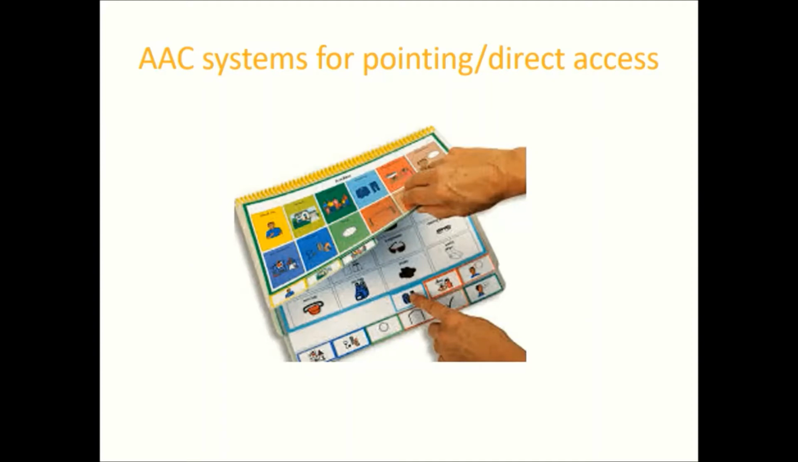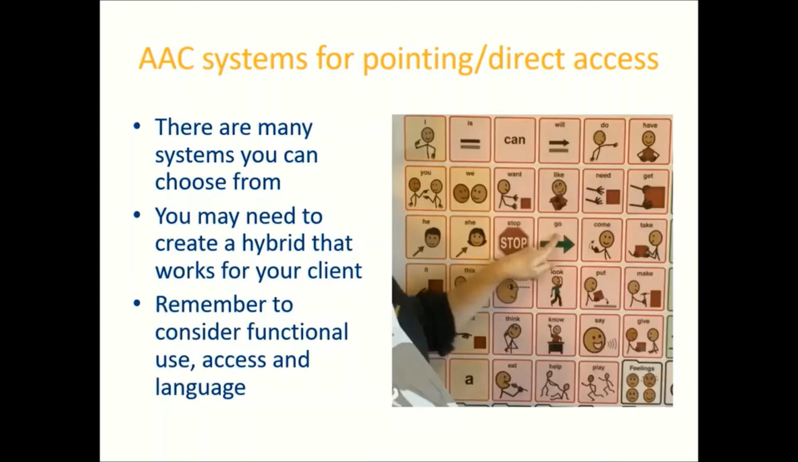So let's start off with some AAC systems that are suitable for pointing, also known as direct access. There are so many different types of systems that you can choose from that are ready-made online that you can just download. But you probably find that you have to tweak it. All of our clients are individuals, and trial and error is always a good thing. So you can download and print off a chart and actually adapt it as you go along if you need to make some access changes. There's heaps to choose from, or you can make your own.